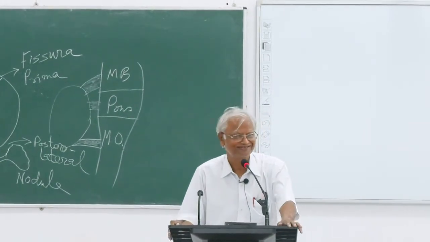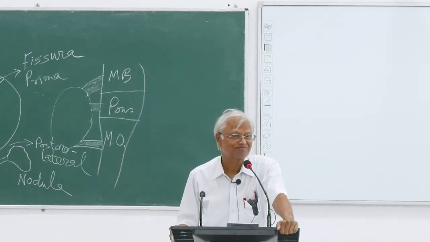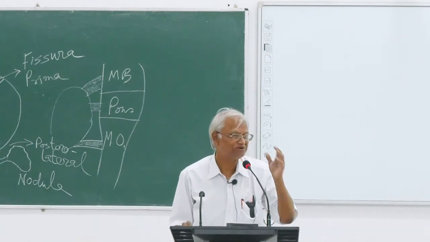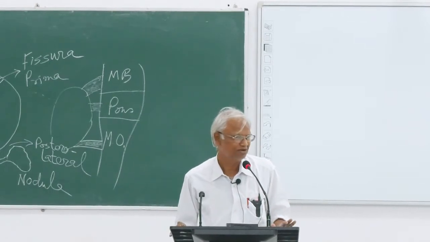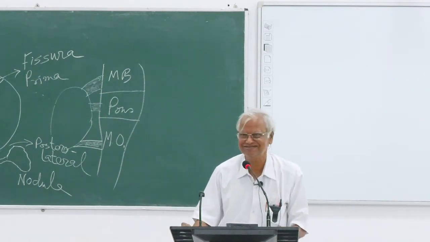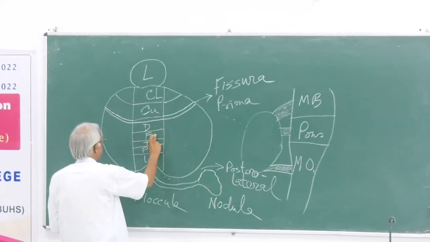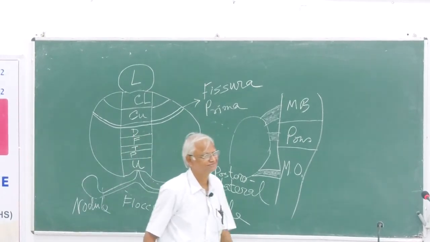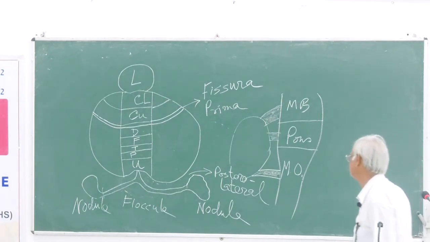When I was a student, in the first year or second year, I couldn't remember these. So I tried to create a mnemonic. And I created my own mnemonic. Nobody knows it till now, and I don't want to disclose it even now. You create your own mnemonics. Lingula, central lobule, culmen, declive, folium, tuber, pyramid, uvula, nodule.